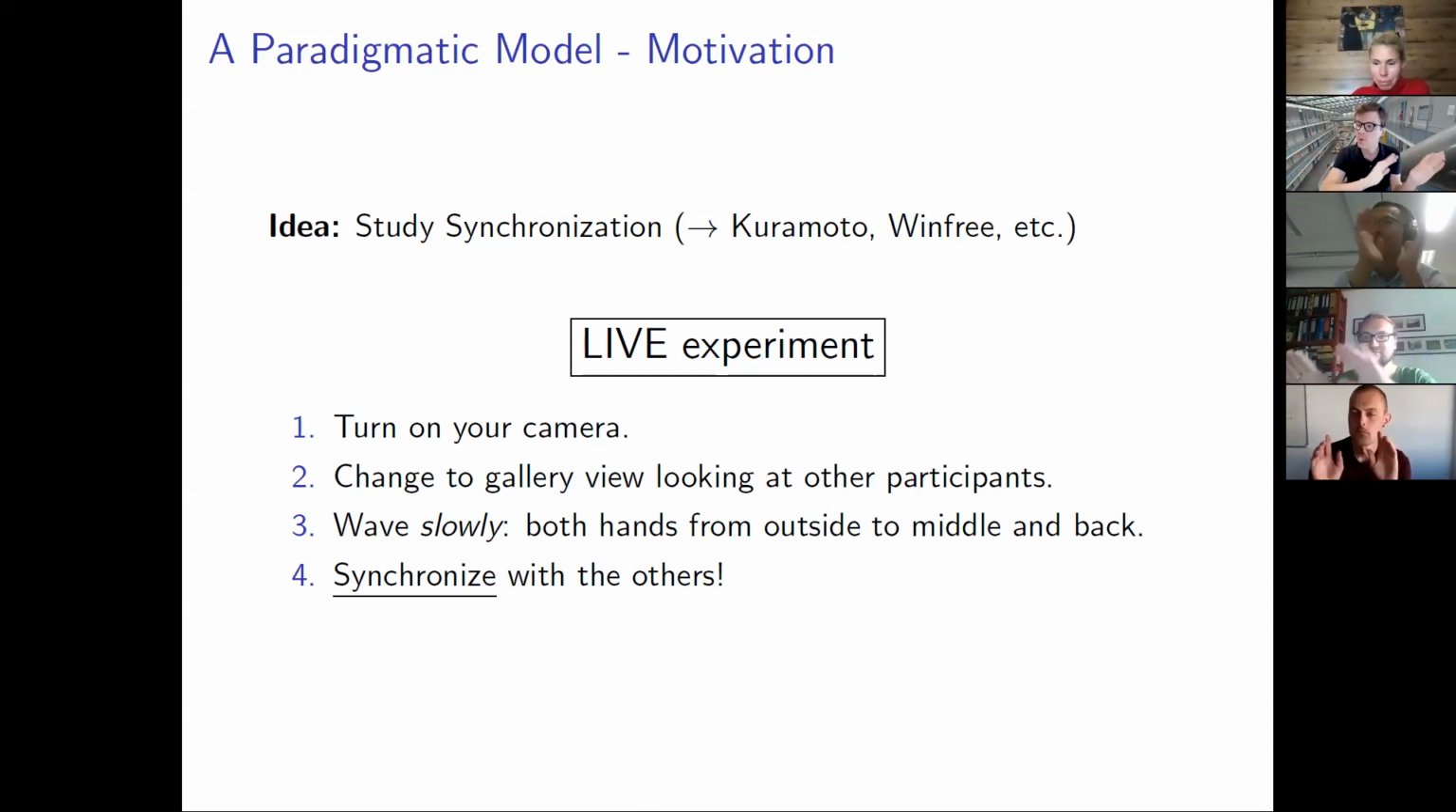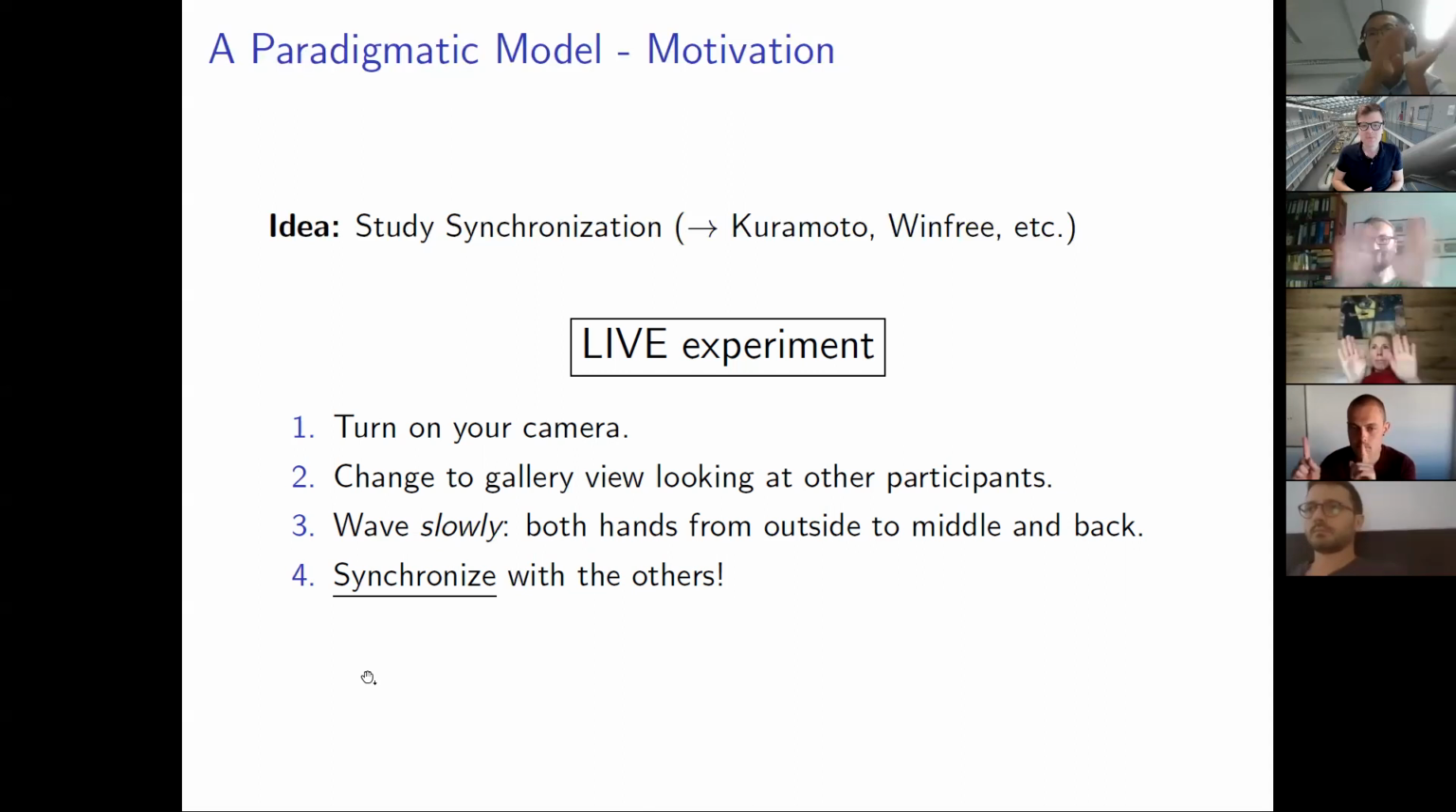Okay, just do it in front of the camera and do it at your own frequency. Don't look at the others for now. Do it at your own frequency. Yeah? Just your own frequency. And then now, since you're doing it at your own frequency, try to synchronize somehow to the others.